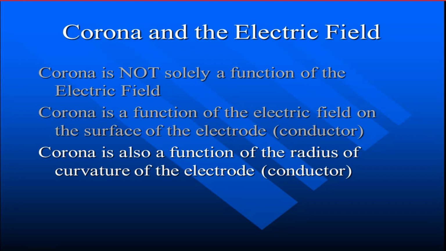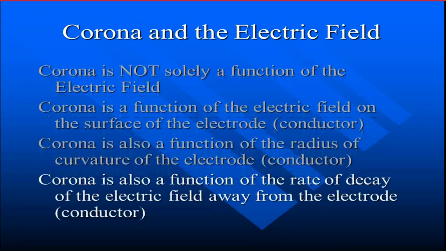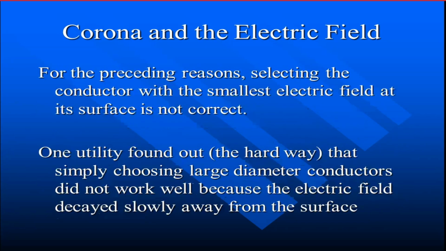You know that if the conductor has a higher diameter, corona is lesser. So corona is a function of the rate of decay of the electric field away from the electrode, that is, the voltage gradient.